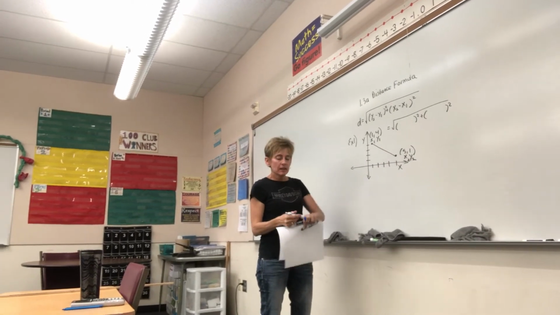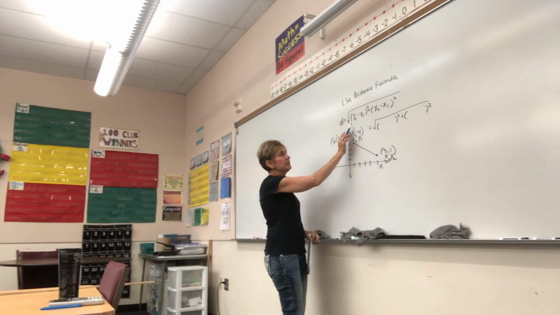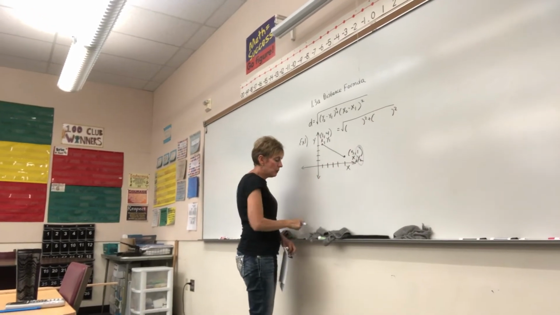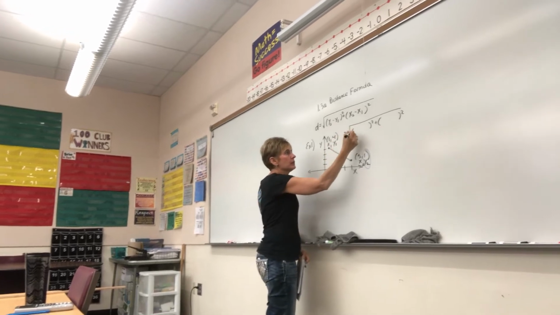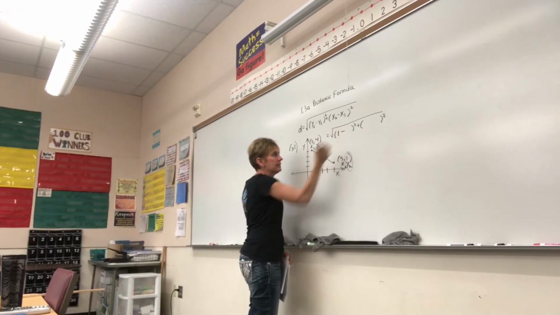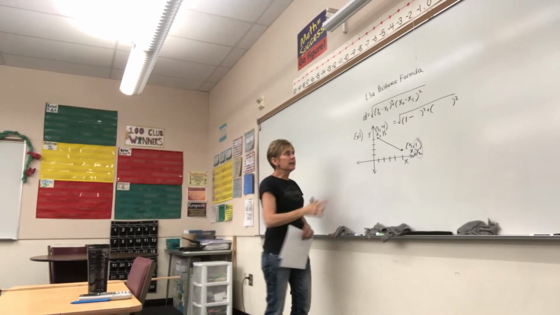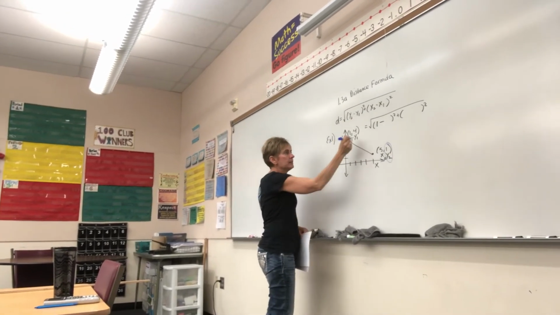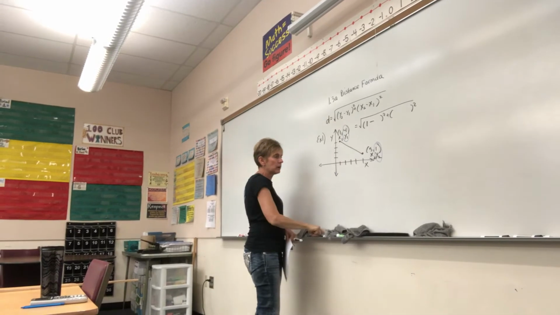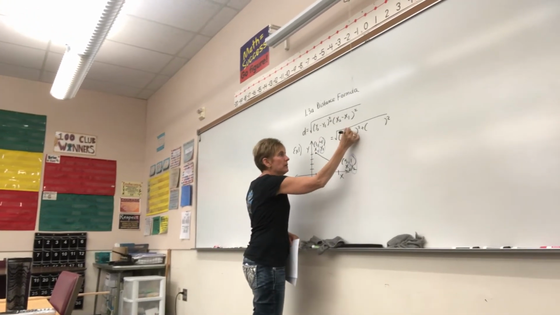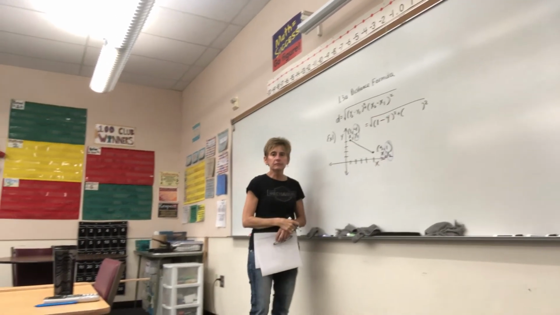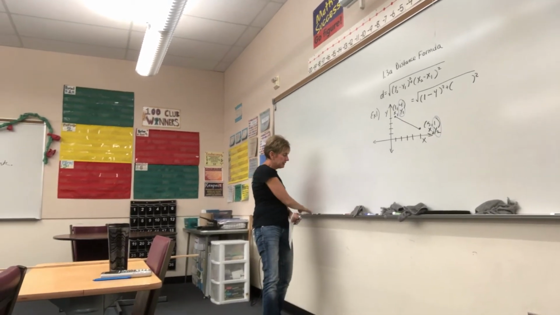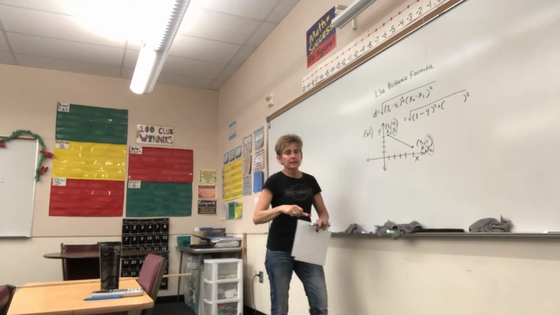The first number I'm looking for in the distance formula is y2. For this problem, y2 is the number 1. So I'm going to write 1 minus. Now the next number I'm looking for is y1, and in the context of this problem, that number is 4. So I'm going to write 1 minus 4. That's my first parentheses. Now for the second parentheses, I'm looking for x's.